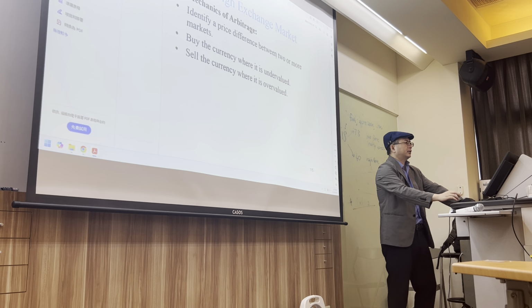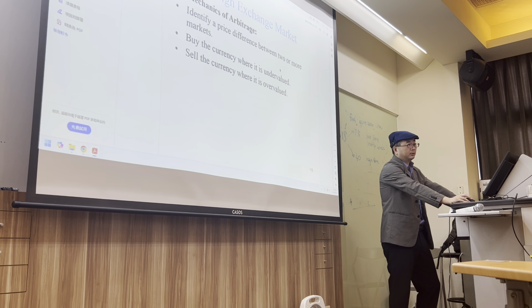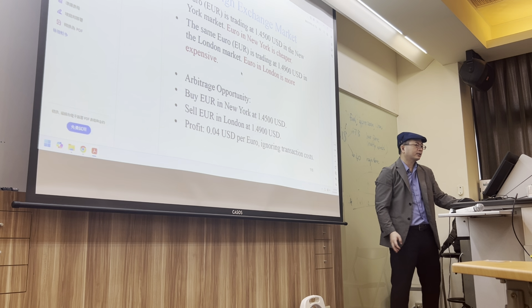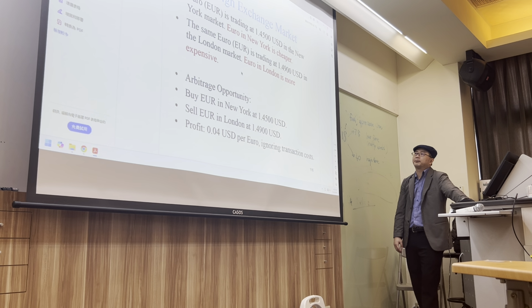You buy a currency where it is undervalued, and this would be your judgment call. Sometimes you can have a more objective measure using formulas. Second, you sell the currency where it is overvalued. Okay? So let's look at an example.